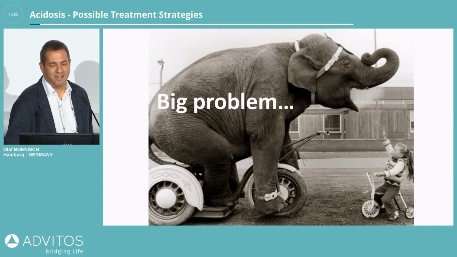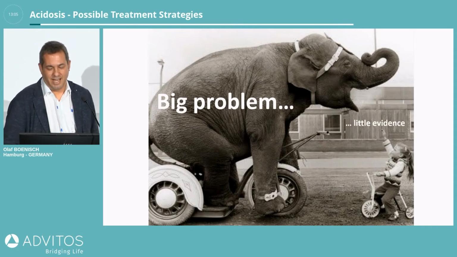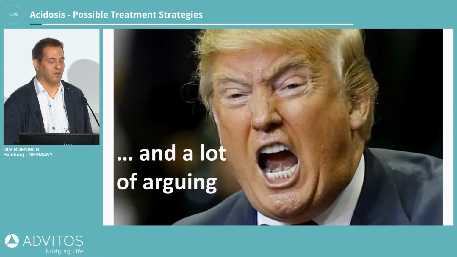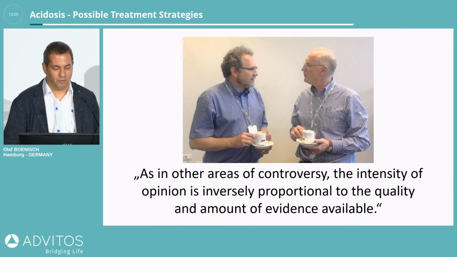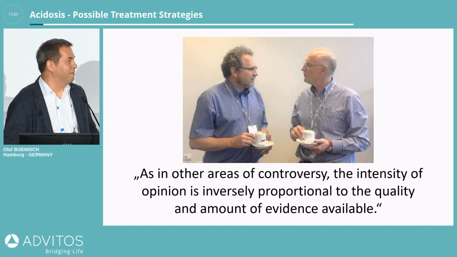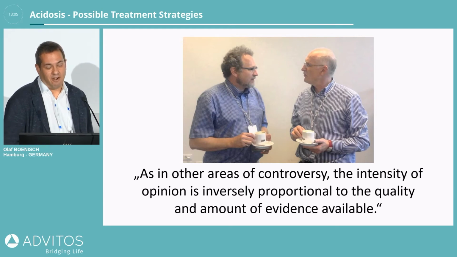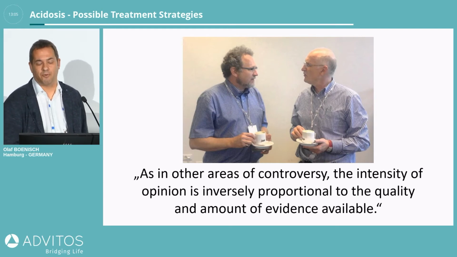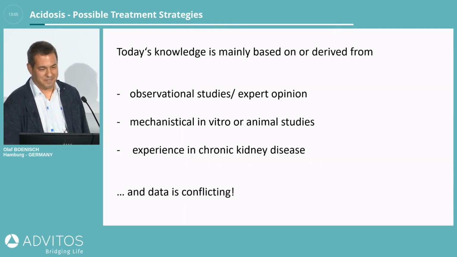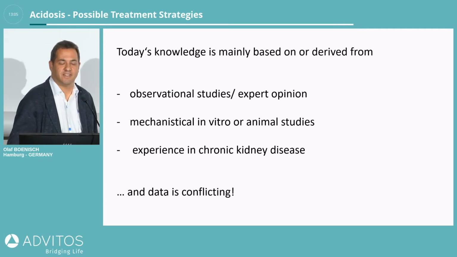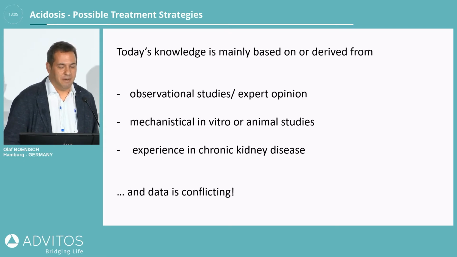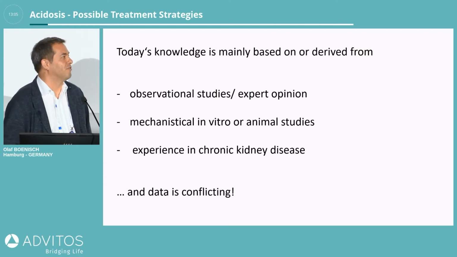So you are all aware that we are dealing with a big problem, and we only have little evidence on how to work with that. And of course, there's a lot of arguing. And I like what John Kellum and Rinaldo Bellomo wrote in a textbook for intensive care about acid-base regulation: As in other areas of controversy, the intensity of opinion is inversely proportional to the quality and amount of evidence available. And the problem we have is that our knowledge of today is mainly based on observational studies, expert opinion, a lot of animal studies, and experience in chronic kidney disease. And moreover, the data is conflicting.